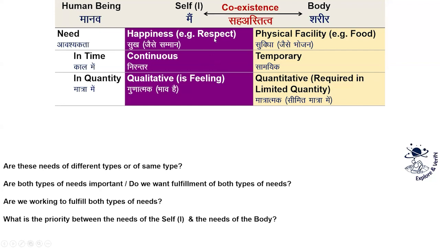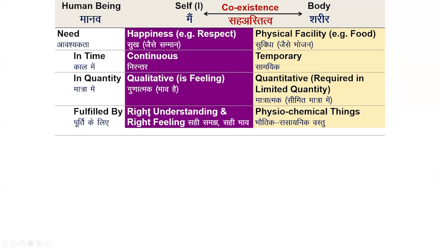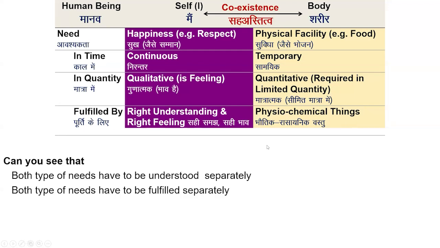For example, respect and food, right? Then we can talk about the program to fulfill this need. So it is fulfilled by right understanding, right feeling, while this is fulfilled by only physicochemical things. So can you see that both the types of needs have to be understood separately and fulfilled separately? When we mix up the two, we are in trouble.